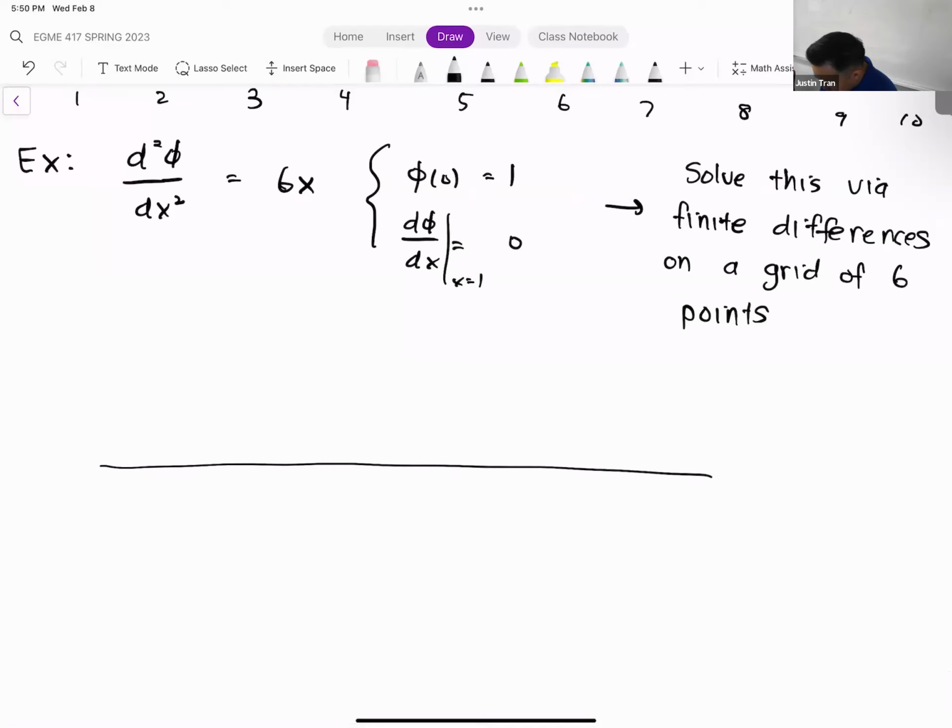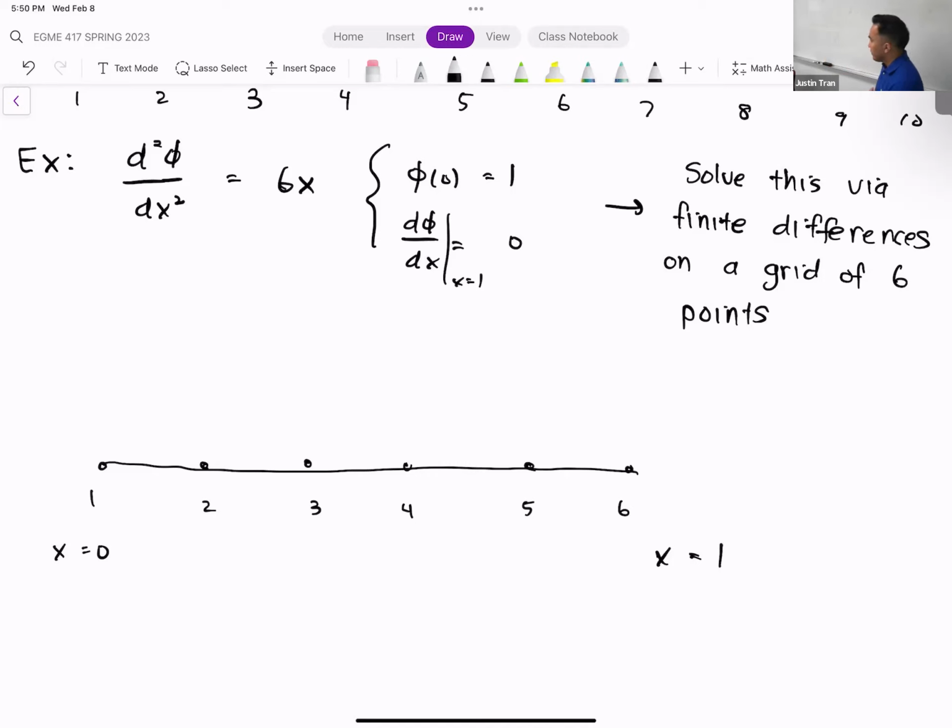So let me go ahead and draw our domain here. One, two, three, 4, 5, 6. We know that the left side of the domain has its x coordinate at 0, and the right side of the domain has its x coordinate at 1. So this is the domain that we want to solve our system on.